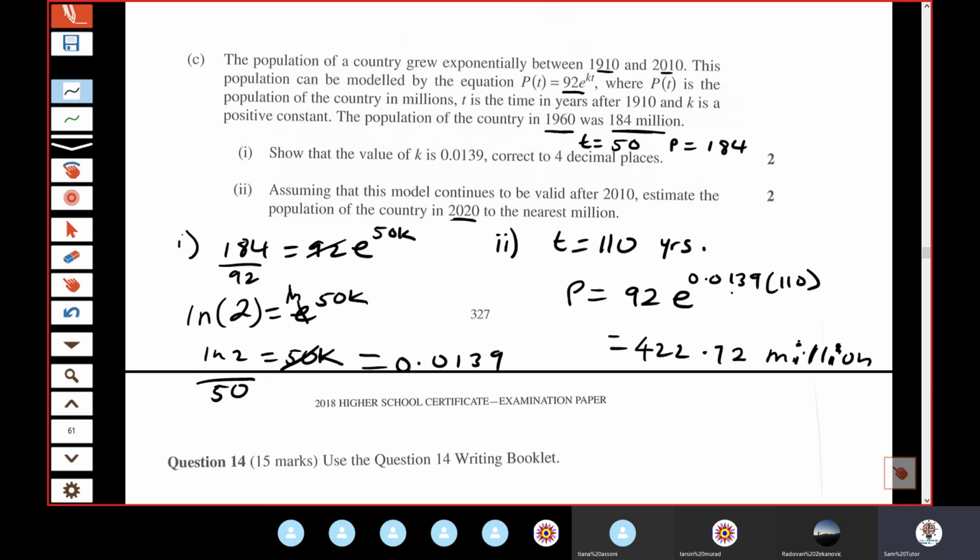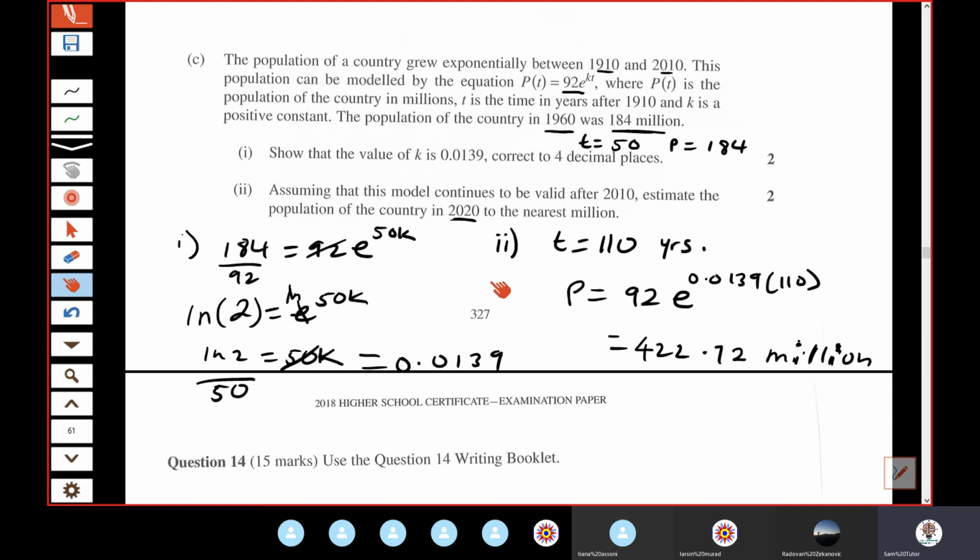Now, if you use this answer, 0.0139, you would not have got this answer. You would have got 424. But we always use our non-rounded answer, which is this one here. If you did use the rounded one because you couldn't do part i, then it's 4 marks for 2, because you'll get 0 for the first one.